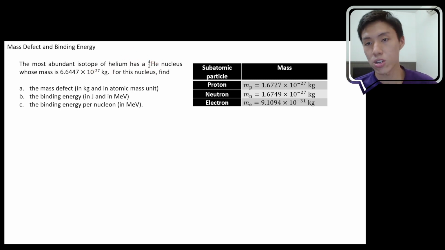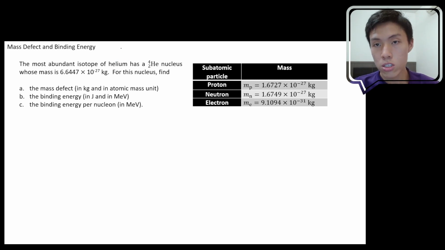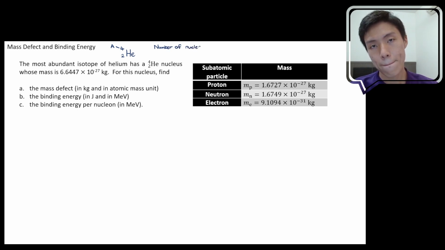So let's write down some information that we know about helium. They already write down this is 4,2. So this value 4 here represents A, which is the mass number. In our discussion, mass number here is related to the number of nucleon. Number of nucleon is just A. What's down here is Z. Z is also known as the atomic number, but in our discussion here, we will just think of it as the number of proton. So number of proton will be equal to Z.